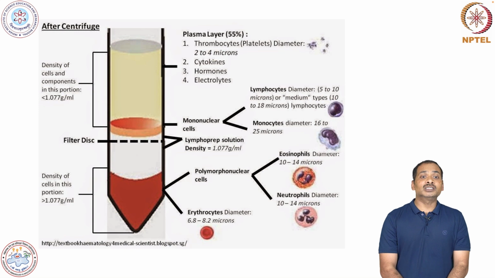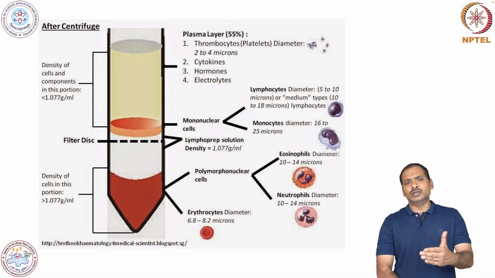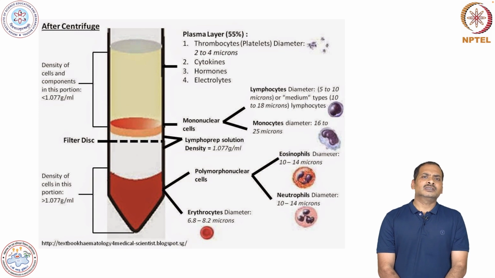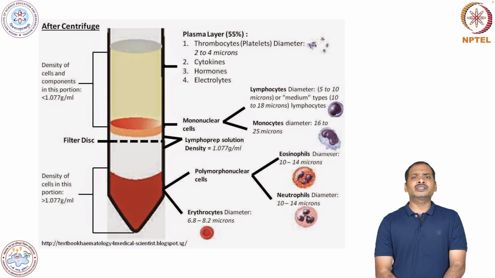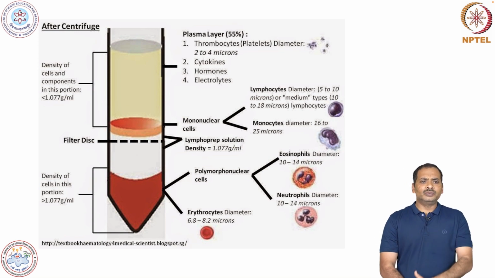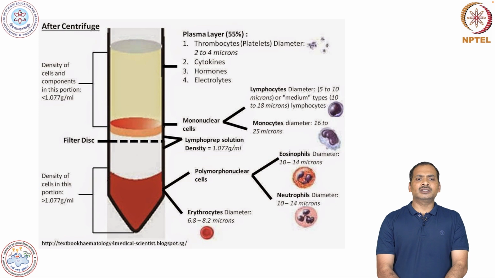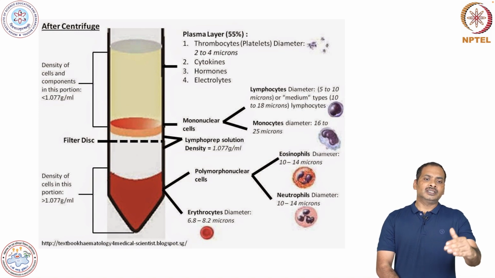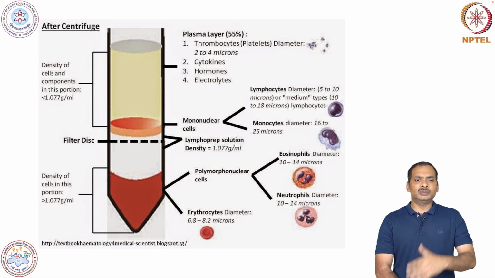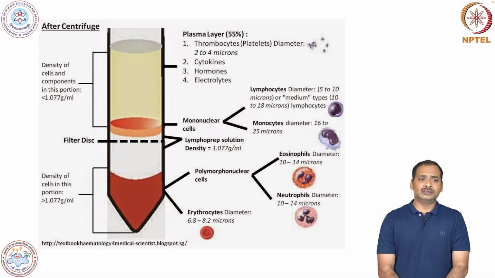So here you can see there is a plasma layer which contains all soluble factors or some very small size cells. Here you can see some platelets, and cytokines, hormones, or some electrolytes are also there. And this monolayer, which I was saying is the interface between the plasma and histopaque, is rich in lymphocytes, and also contains the monocytes, as I have explained earlier. And you can see there is histopaque, and there are RBCs, and over them there will be a thin layer of these granulocytes.